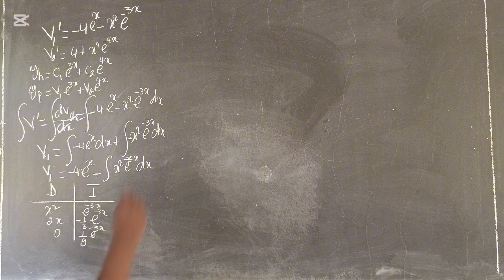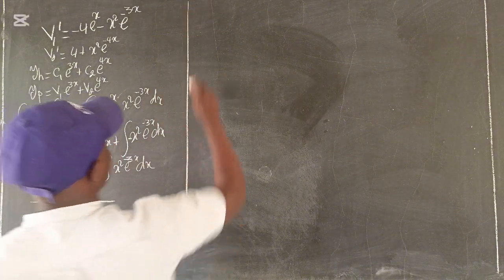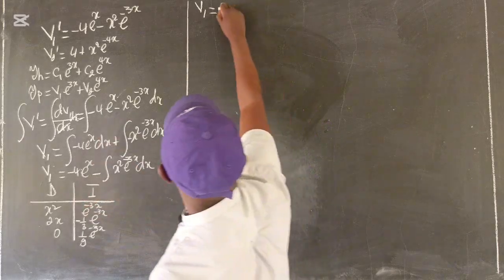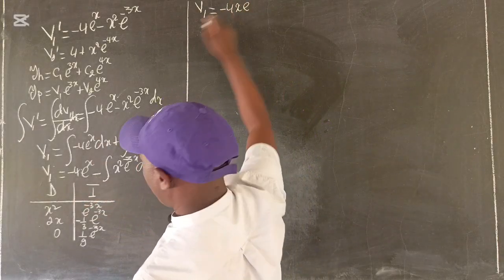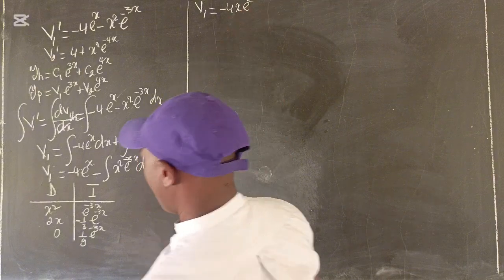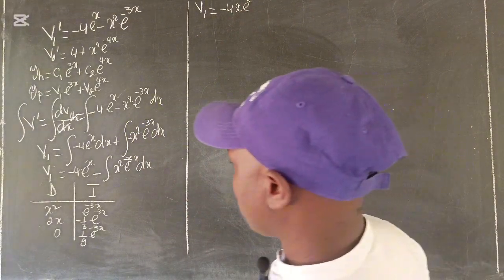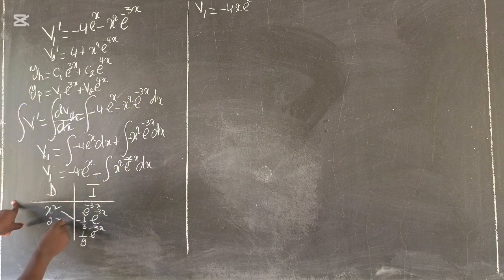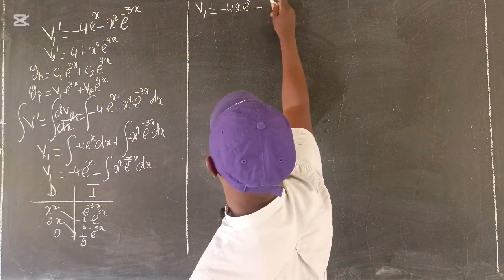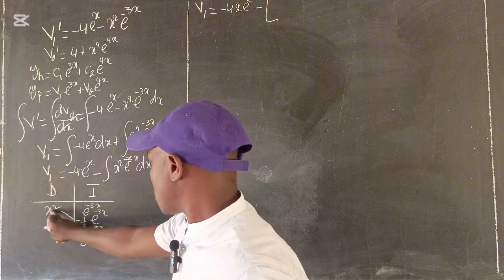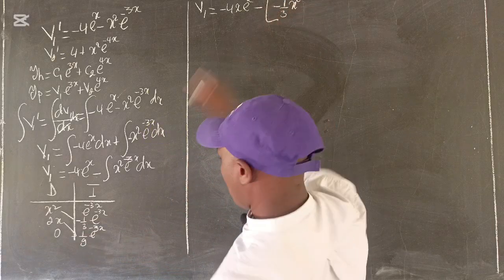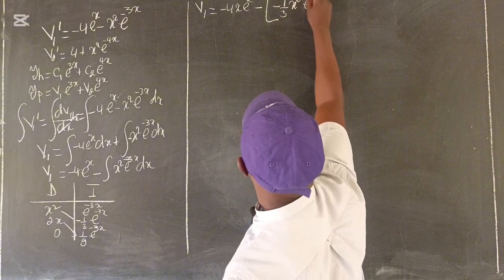Okay, this is why v1 is equal to, come back here, we have minus 4x exponential of x. Okay, now we multiply this and this and this and this. Here is minus x squared times this, which is minus 1 over 3 times x squared times exponential of negative 3x.